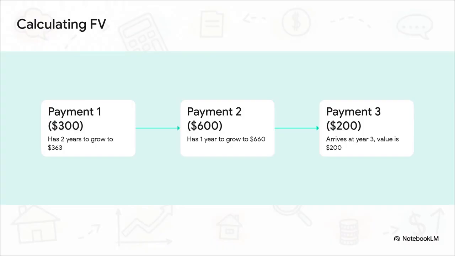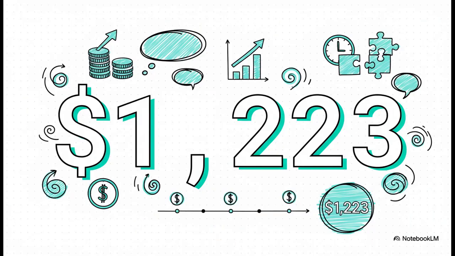It's that simple. All right, let's break this down. Assuming we've got a 10% rate of return, that first $300 payment has 2 full years to grow, so it becomes $363. The $600 payment has 1 year to grow, and that ends up at $660. And what about that final $200 payment? Well, it shows up right at our target date, so it has 0 time to grow. Its future value is just $200. So you just add those 3 future values together, and boom, there's your answer, $1,223. That's the power of just breaking a problem down.